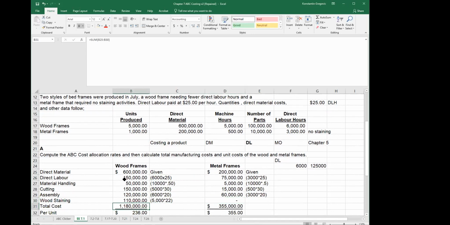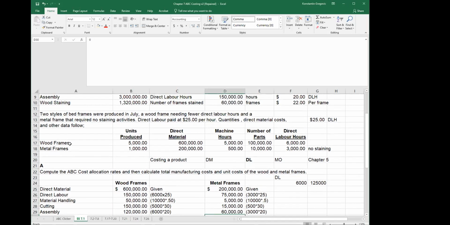So now we've got our total costs. Sorry, why is that zero for metal frames? Because wood staining only applies to wood frames. You don't wood stain metal, right? Bit of a trick question. So metal frames, there's no staining. Oh, okay.